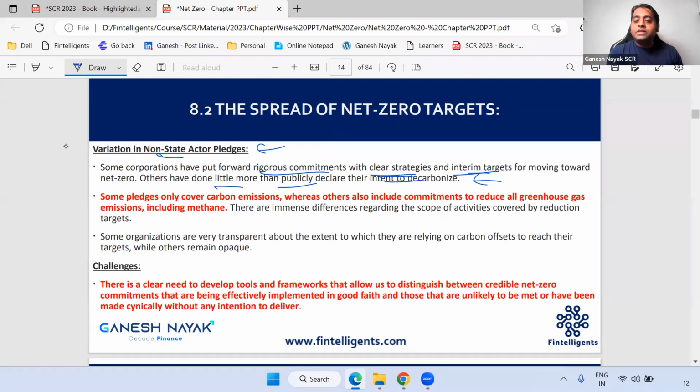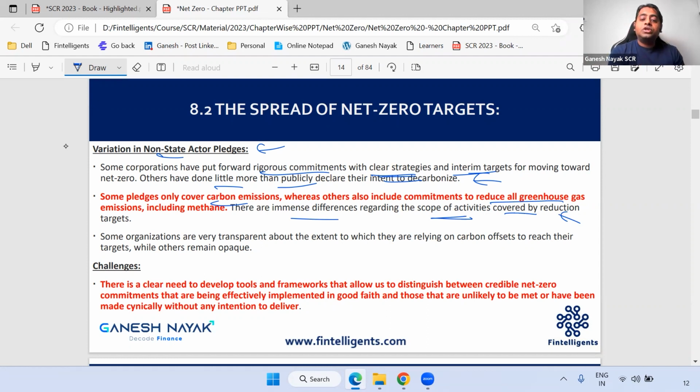Now, some of the pledges explicitly say that we will reduce carbon, that means we'll reduce CO2. Some of the pledges say that we'll reduce all greenhouse gases. There is a huge amount of difference between the scope of the pledge, of what you are going to reduce. That is also one challenge that we found. That is also one variation that we found.